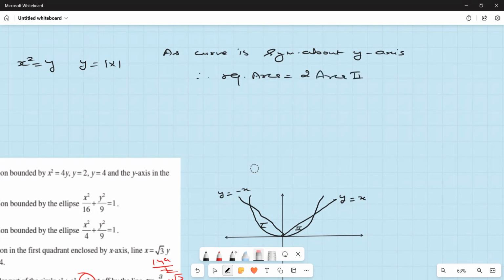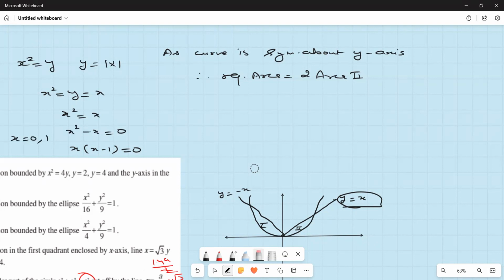Now, we need to find the point also. So we have x square is equal to y, and this side y is equal to x now. So can I say x square is equal to x, or x square minus x is equal to 0, or x into x minus 1 is equal to 0. The point of intersection is 0 and 1. 0 is this, so this point is 1.